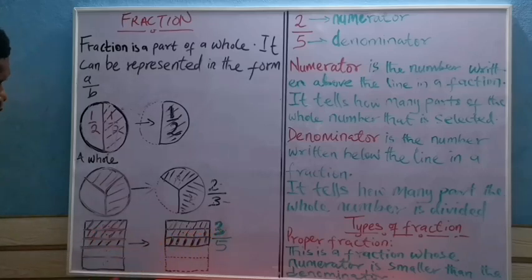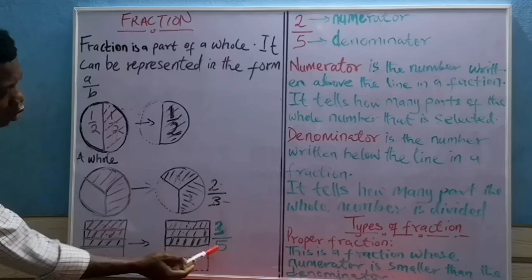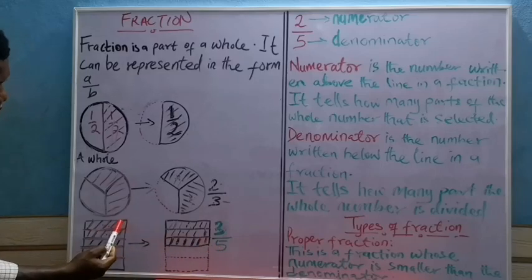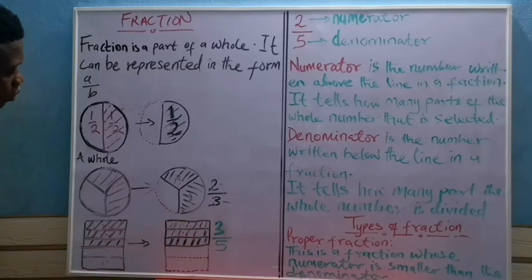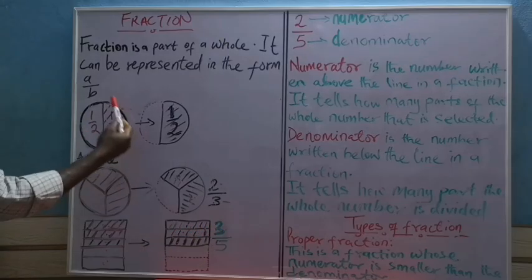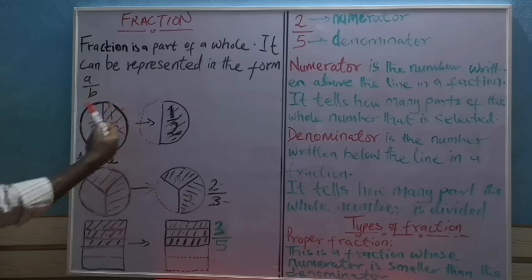and the number of parts the whole number is divided is our denominator. The whole number is divided into 5, which is 1, 2, 3, 4, 5. That is our denominator. And only 3 parts, 1, 2, 3, only 3 parts is selected, and that is our numerator. Okay, then over here, the whole number is divided into 2.